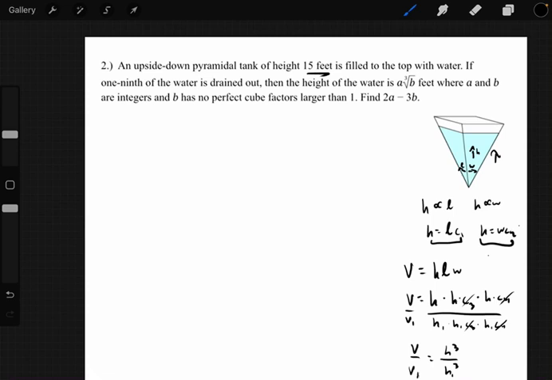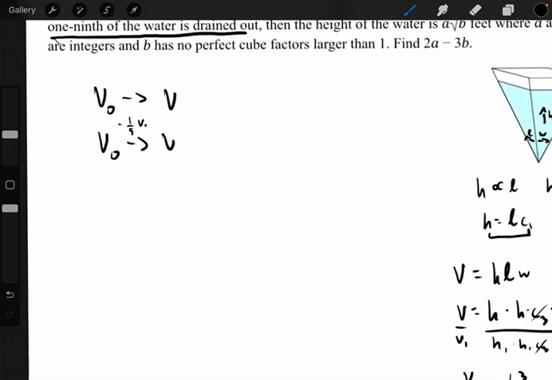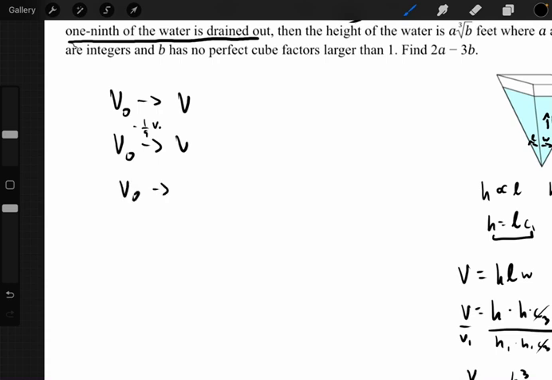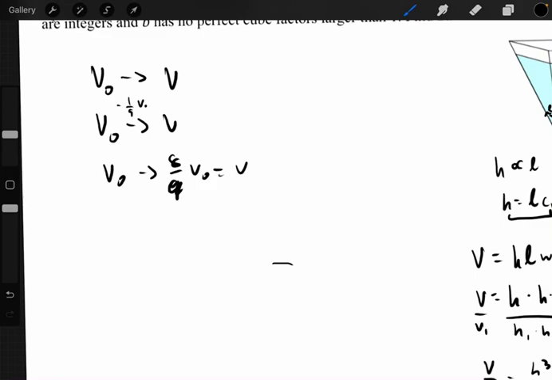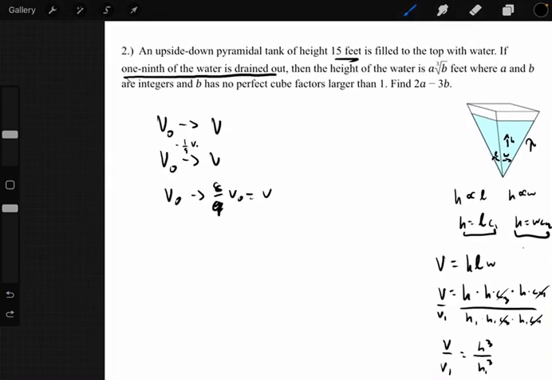So let's say it starts with a volume of V naught, and goes to V. We know that 1/9 of the water is drained out, meaning that when it goes from V naught to V, 1/9 of V naught is going away, so minus 1/9 V naught, which means that what you're left with is 8/9 V naught. So that's, believe it or not, really all we need.